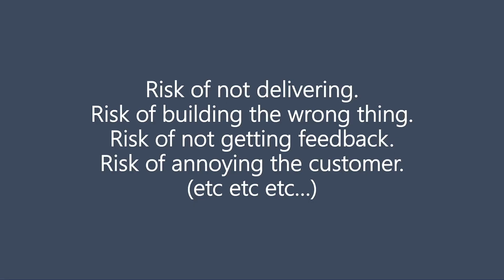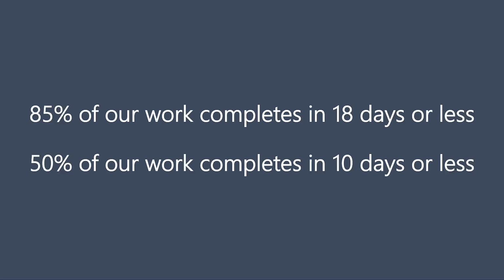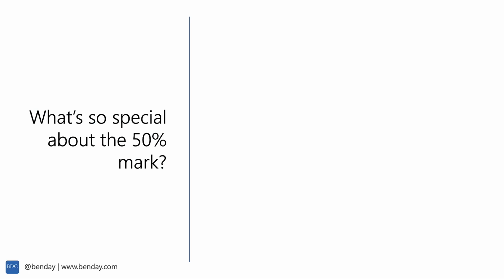So that gets us into a whole bunch of different risks, like risk of not delivering, risk of building the wrong thing, risk of not getting feedback fast enough, the risk of annoying the customer, and on and on. So thinking of an SLE that looks like this, we've got an 85% mark and a 50% mark. Well, why am I giving you two values? And really, what's so special about that 50% mark?